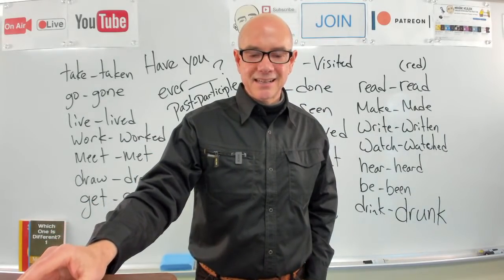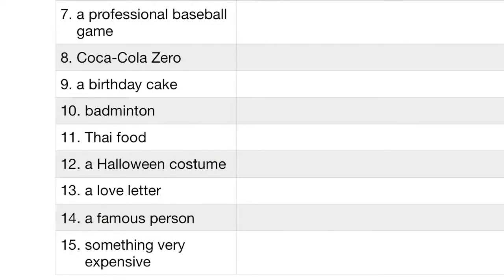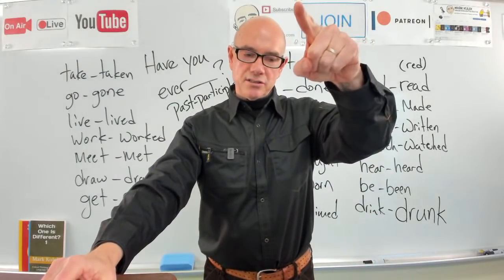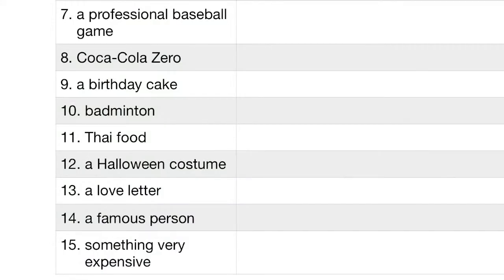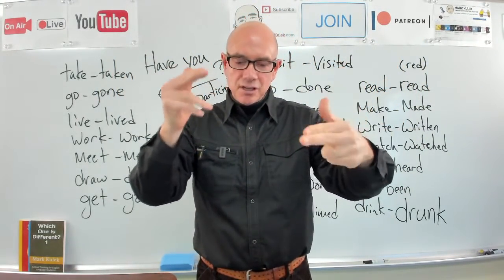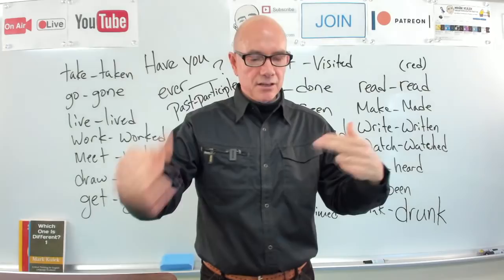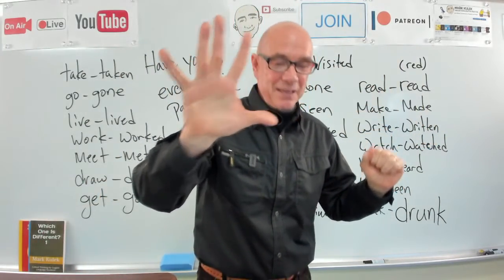Okay, I'm looking at the clock. Actually, we don't have much time. Choose anyone you want. You have a choice. You can use Thai food, Halloween costume, love letter, a famous person, something very expensive. Any of these hints is okay. Use your own choice, because we have 5 more minutes.